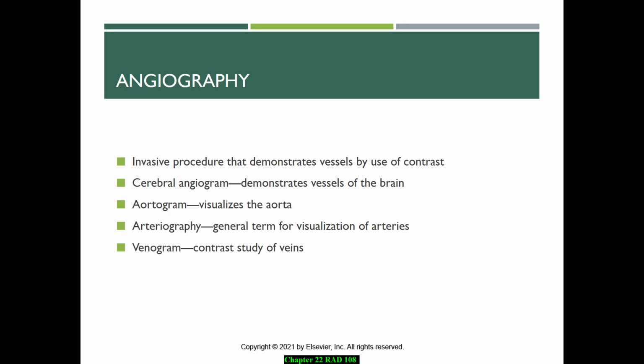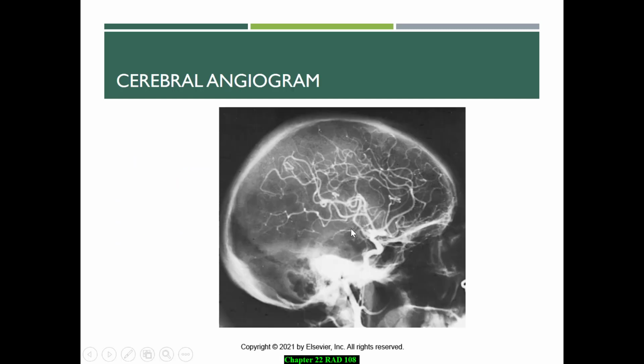You'll see examples of like the cerebral angiograms. You'll do those quite a bit, which demonstrate vessels of the brain. Venograms are contrast studies of the veins. And so here's what one typically will look like, and you can actually see that contrast media running through the veins and arteries through here. So these are your vessels that this contrast media has been injected into your patient, and then it flows through, and we're looking to see if there's any blockages.